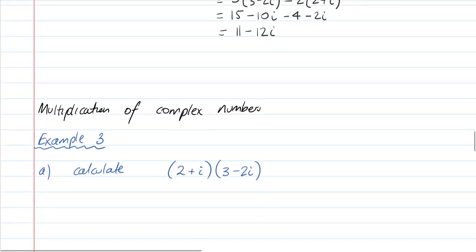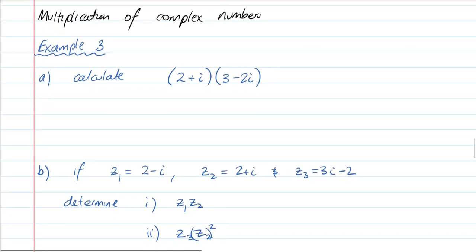And we also have our multiplication of complex numbers. So this works exactly as you expect as well. A little bit like binomial expansion: 2 times 3, i times 3, 2 times negative 2i, i times negative 2i. So you can do it like that. That's the claw method. But really the best way to do it is to just apply the distributive law.